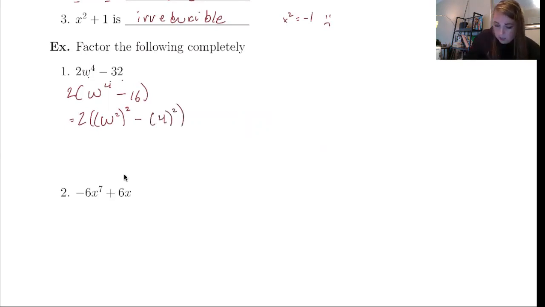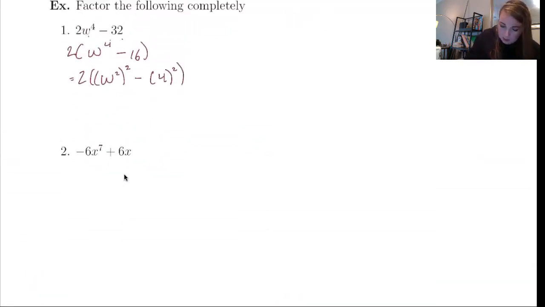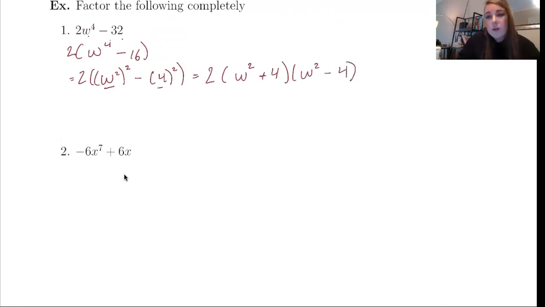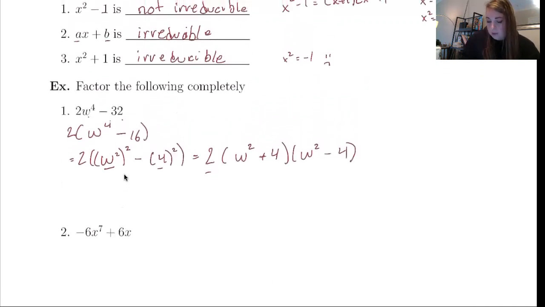Okay, so if we're looking back at my difference of squares, my a in this case is w squared and my b is 4. So this would factor into, the 2 is going to stay, w squared plus 4, w squared minus 4. Great. Now we need to check that we factor completely so everything is irreducible. Okay, 2, I can't reduce that. That's just a number. W squared plus 4. We just saw that x squared plus 1 is irreducible. So similarly, w squared plus 4 would be irreducible as well.